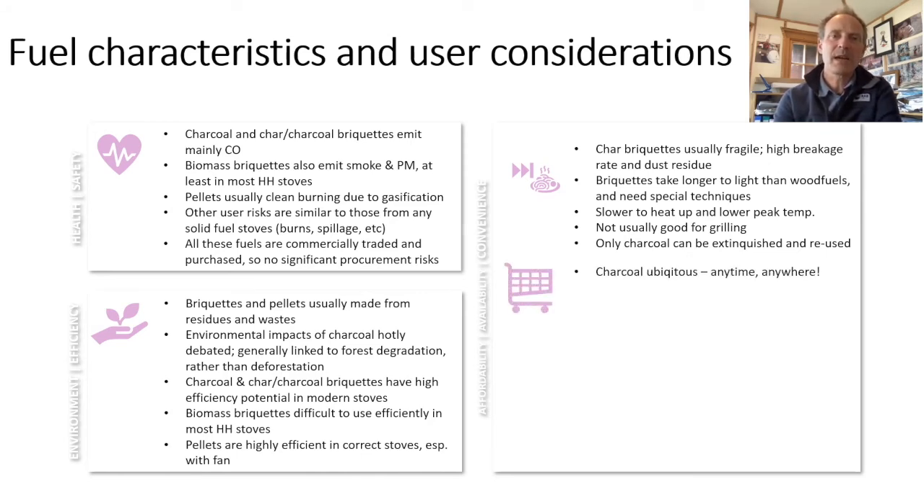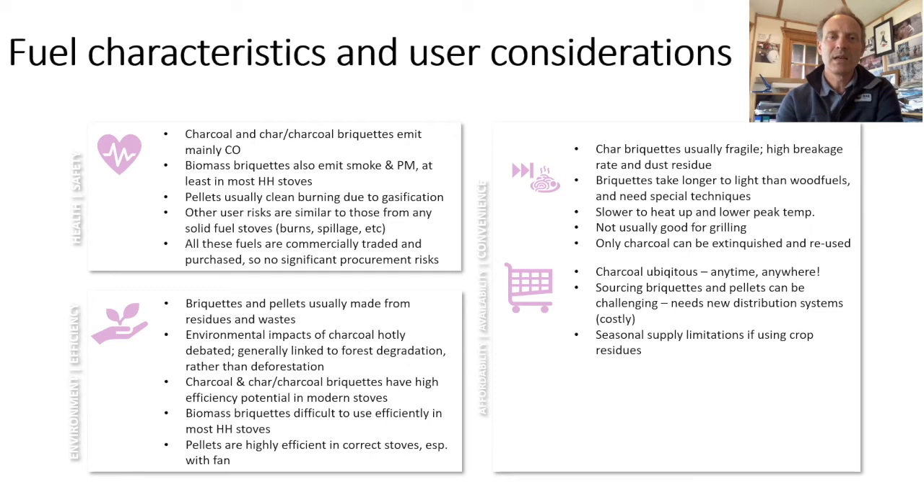In terms of their availability, well, charcoal's ubiquitous. It's available anywhere, anytime, on any street corner. Sourcing briquettes and pellets can be a lot harder, especially in rural areas, and there are a limited number of producers of these fuels, and they often don't have large distribution networks, especially down to retail level. And there may be seasonal supply constraints if you're relying for your raw material on agricultural processing residues.